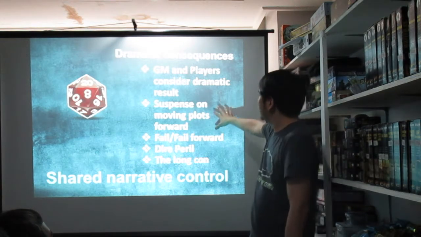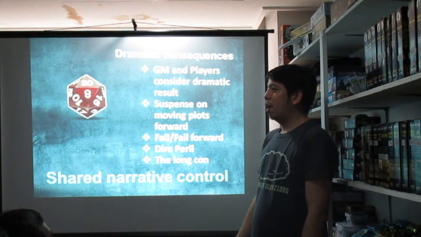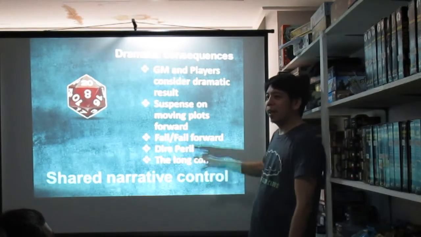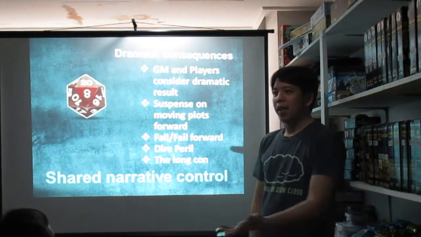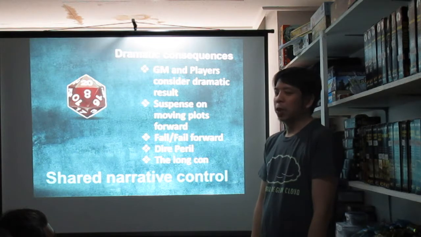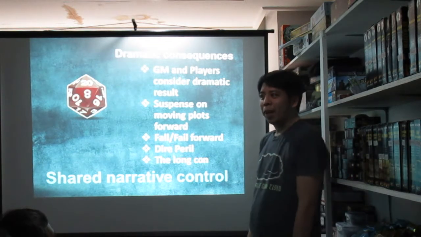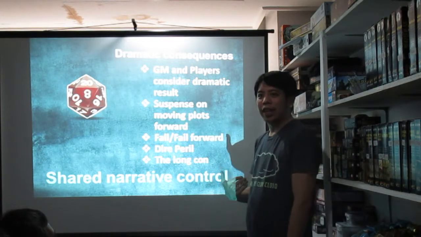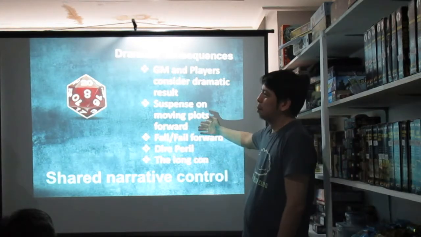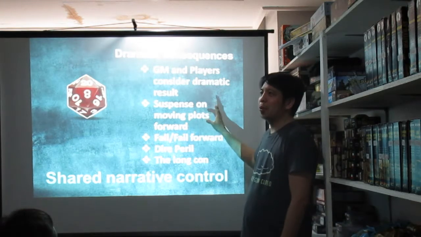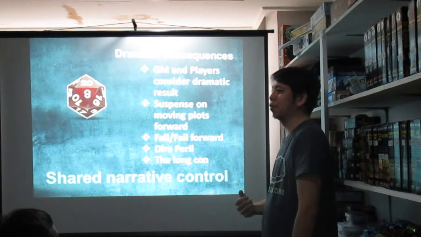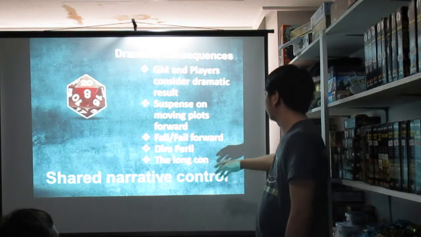Diba? Suspense on moving plots forward. By having the choice of how things end and when things end, you then have the chance to build the suspense. Let's face it, in most games, only the GM creates the suspense. The players can only get the suspense when it's time to roll. But the players, they're mostly reactive. They're rarely active. With dramatic consequences, a player can literally choose to do the wrong thing, because you know as a player that the GM will use that to make the story even more awesome and the challenge even more interesting.